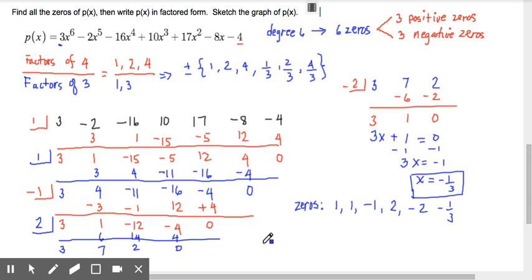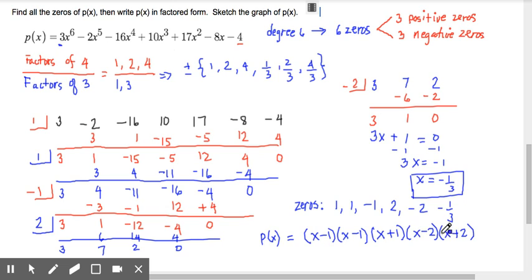Okay, so now we can write p of x in factored form. So p of x is equal to parentheses. If 1 is the zero, the factor is x minus 1, x minus the zero, times x minus 1, or x minus 1 squared. For the next one, it will be x minus negative 1, but x minus negative 1 is the same as x plus 1. And for this, the corresponding factor is x minus 2. And for this one, the factor is x plus 2.